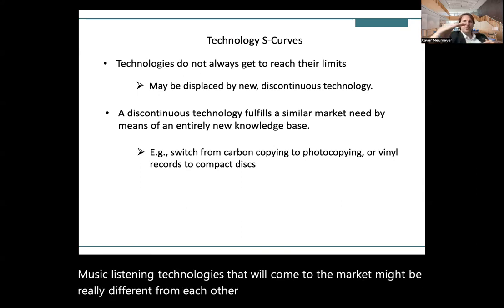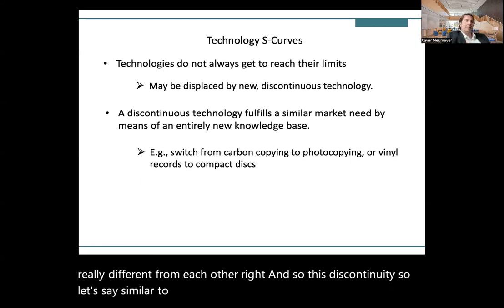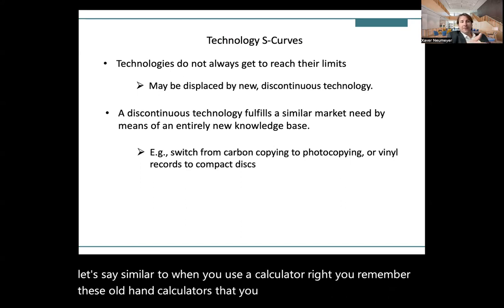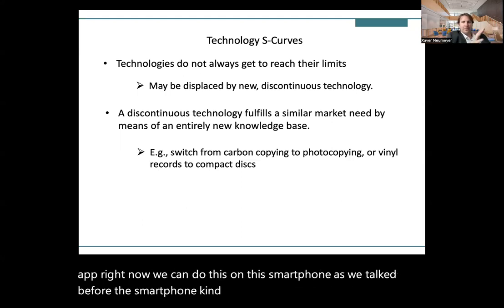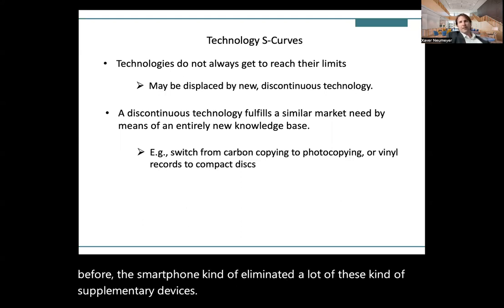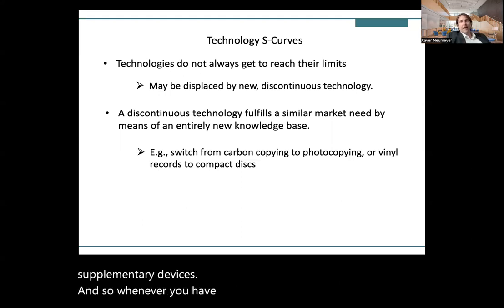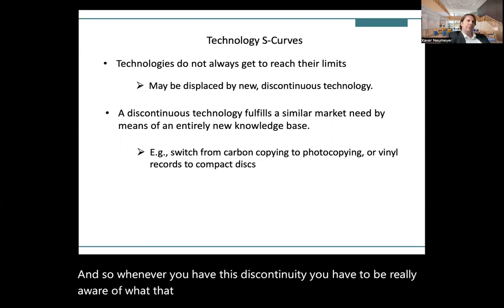And so this discontinuity, so let's say similar to when you use a calculator, right? You remember these old hand calculators that you had. Now we can do this on the app, right? Now we can do this on the smartphone. As we talked before, the smartphone kind of eliminated a lot of these supplementary devices. And so whenever you have this discontinuity, you have to be really aware of what that means in terms of the strategy and the impact it has on the market.